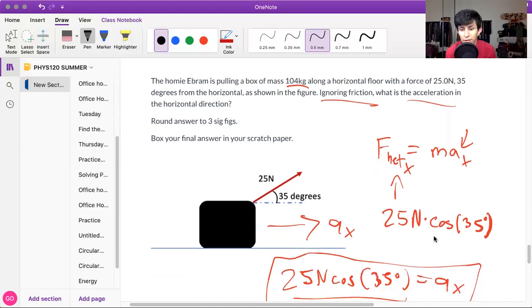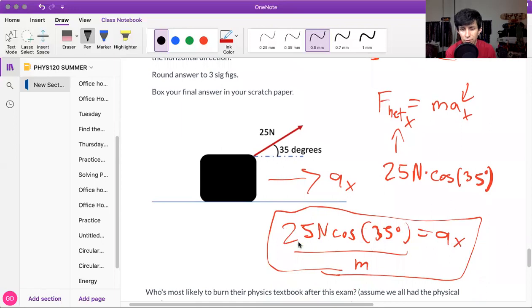The component for the x direction is 25 newtons times cosine of 35 because it's adjacent. These 35 delicious degrees, you just plug it in there. Make sure you plug it in degrees and not in radians, because then you would get the wrong answer. So I hope that didn't happen to any of you. And lastly, you would see this like that. And that's how you do this problem.